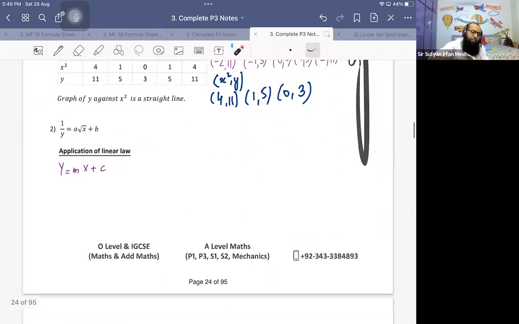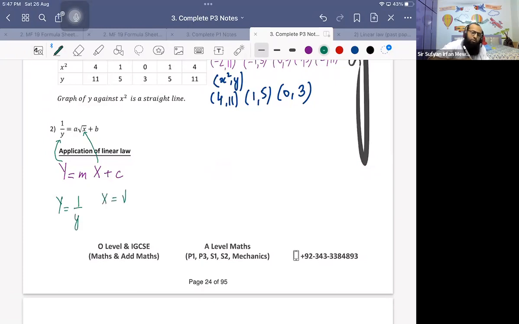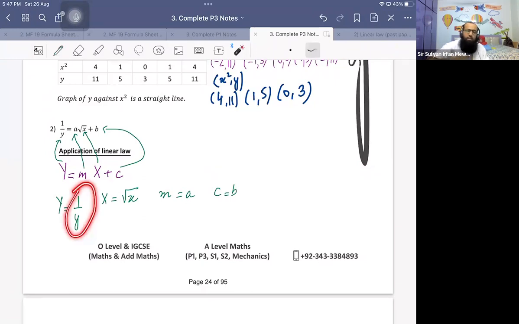So if we write y equals mx plus c, let me rewrite it once again. Then we just need to compare. In place of y, we need to take 1 upon y. In place of x, we need to take root x. If we take 1 upon y on the vertical axis and root x on the horizontal axis, then the gradient will be a, and the intercept will be b. This intercept is going to be called 1 upon y intercept, rather than y intercept.